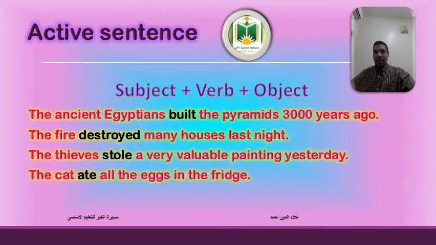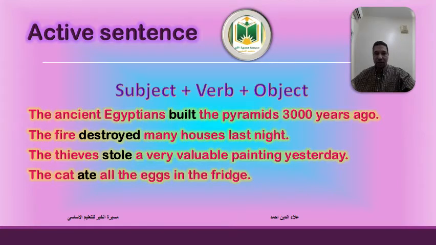Now, dear students, let's study together the first type of sentences, the active sentence. What is the meaning of an active sentence? It is a sentence which begins with the subject, followed by a verb, and then comes the object. Again, an active sentence begins with the subject, followed by a verb, and then comes the object.